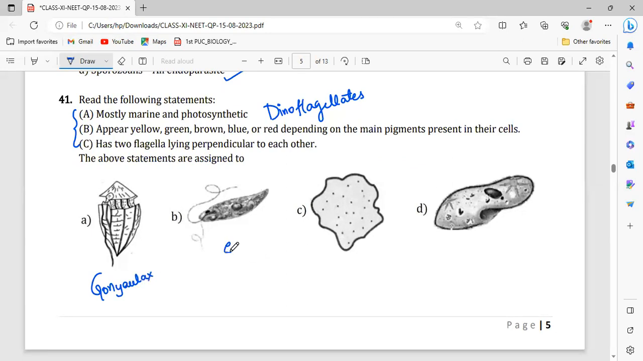And the second one is Euglena. And this is Amoeba. And this is Paramecium. Right? So out of these, Goniolax is the one which belongs to dinoflagellates, and that is the answer.